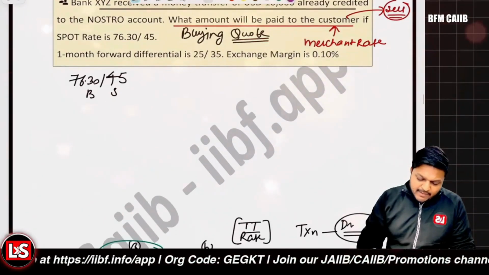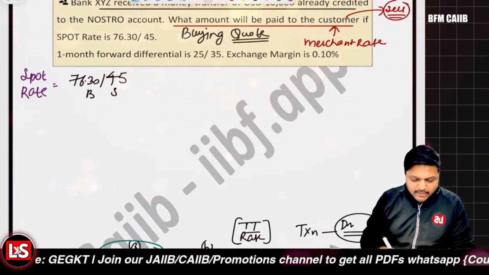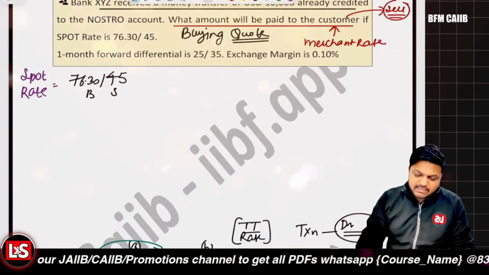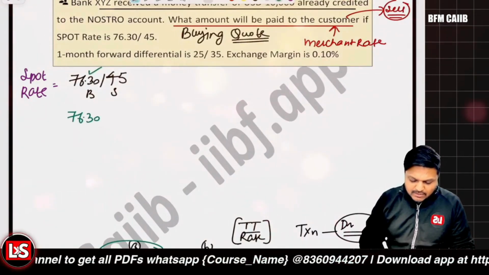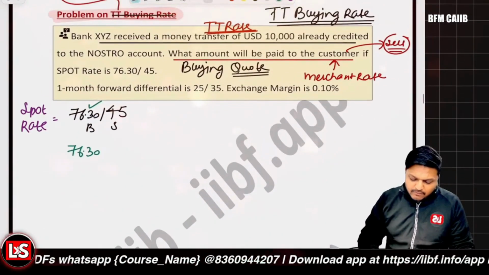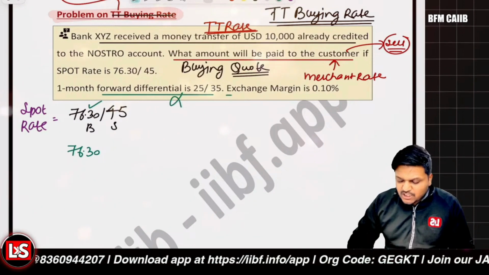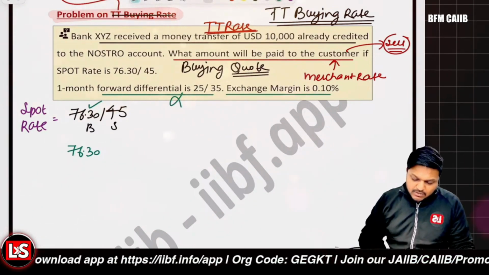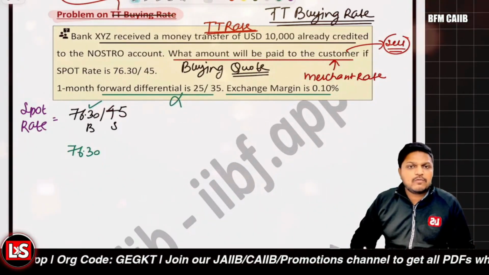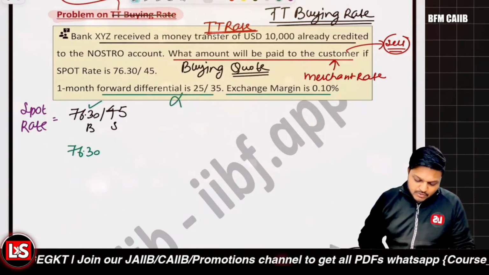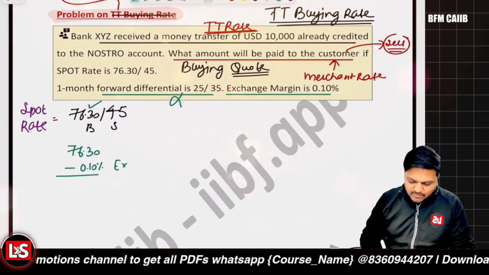Okay, so here we are provided with the spot rate. The buying quote is given, the selling quote is given. So we are to consider the buying quote now. So it is 76.30. Further, it is given that 1 month forward differential is given, but now it is a TT rate. The forward points are not to be considered. Exchange margin is given to be 0.10%. So in case of the buying quote, the exchange margin is always to be subtracted. So 0.10% is to be subtracted anyway.